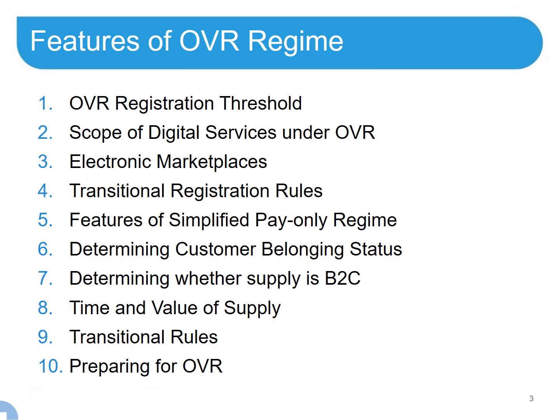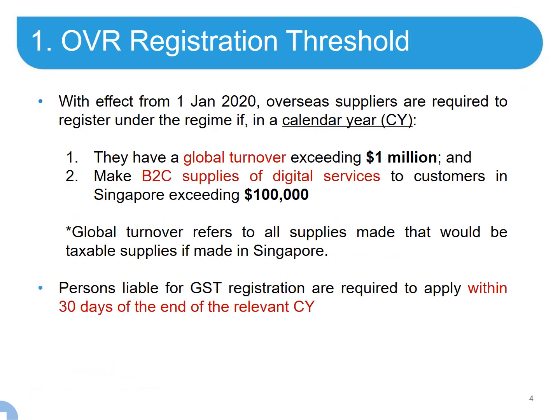We will then explain the Transitional Registration Rules and features of the Simplified Pay-Only regime that most overseas suppliers will be registered under, followed by the rules on determining customer belonging status and whether a supply is a B2C supply. Lastly, we will explain the time and value of supply, including the transitional time of supply rules, and end the seminar by recapping what overseas suppliers and marketplaces need to do to be compliant with Singapore's tax rules.